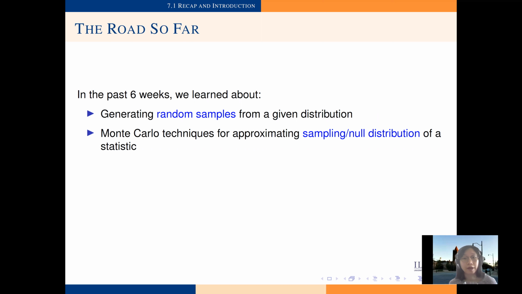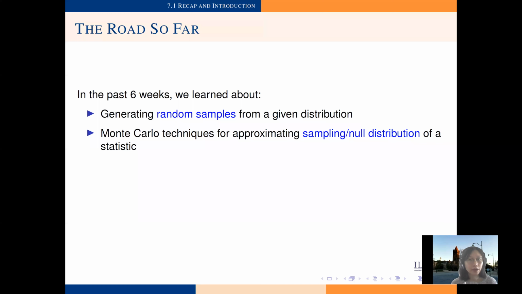We learned how to generate random samples from a given distribution, and we have also learned how we can use the random samples drawn from a given distribution to do Monte Carlo simulations, which is useful for approximating the sampling or the null distribution of a statistic. Our statistic can be any function of our random samples, usually denoted by x1 all the way up to xn. So this can be an estimator for a parameter of interest, theta. The estimator is usually denoted by theta hat. It can also be a test statistic, which we denote by t, which is really useful for doing hypothesis testing.